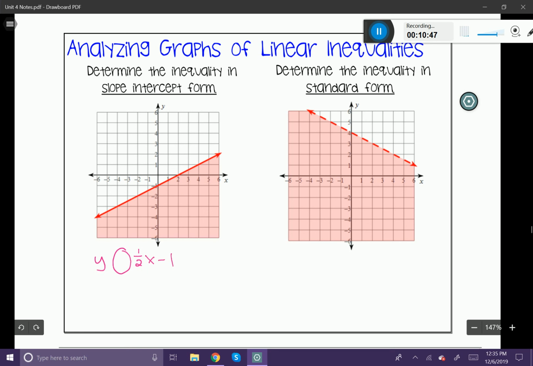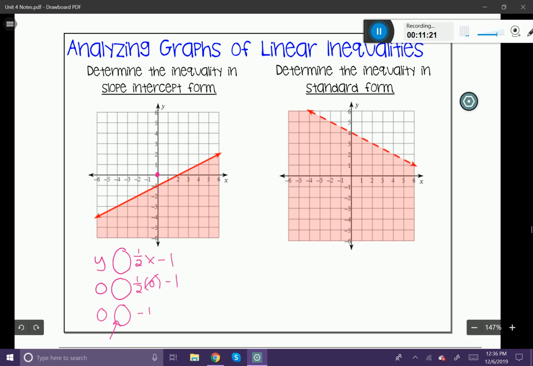Now, to figure out the symbol, I have to kind of think here. Let's say that 0, 0 was my test point. If I substituted 0, 0 into this problem, I'm just going to go ahead and simplify this to just kind of show you. I get 0 is something to -1. We don't know what's in that box. But I know that the point here is a false statement because it's shaded in the other region. So I ask myself, how can I make this a false statement?